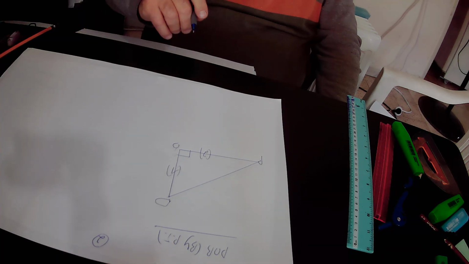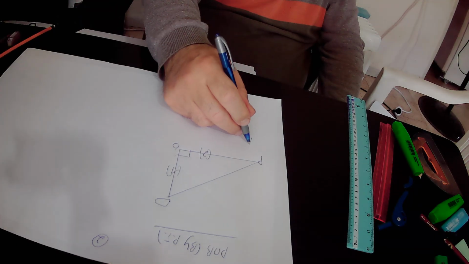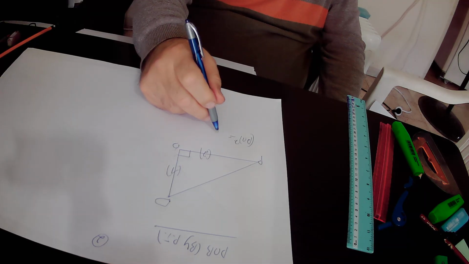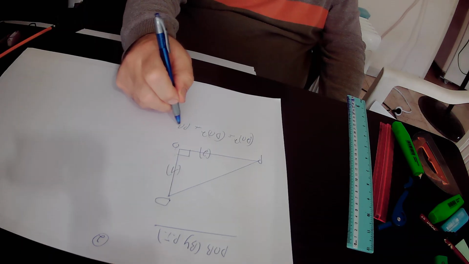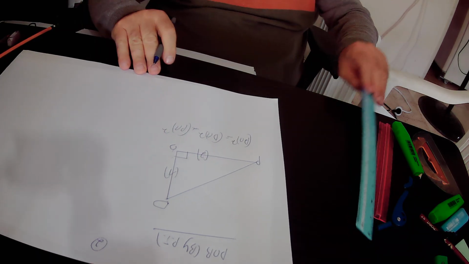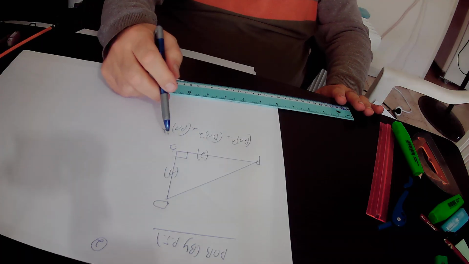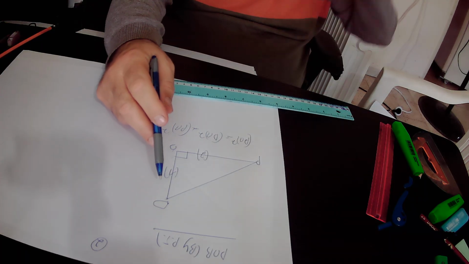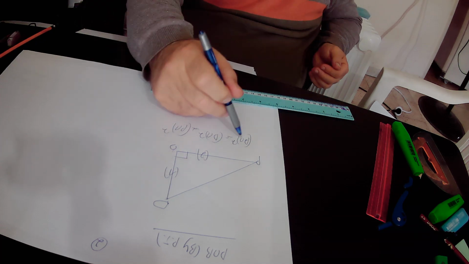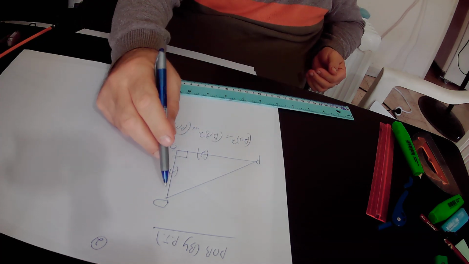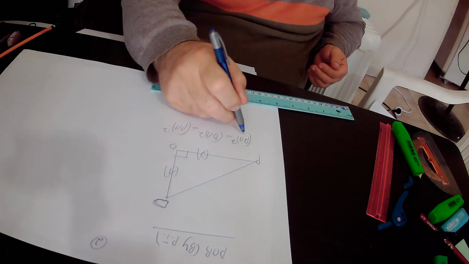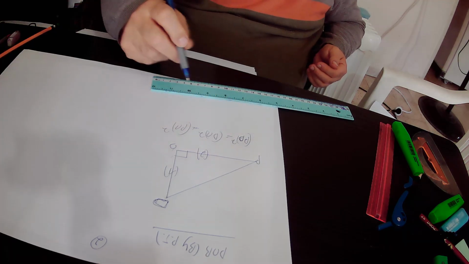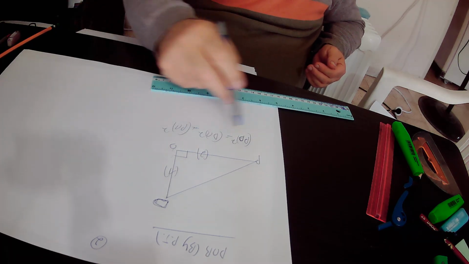According to the Pythagoras theorem, in this right triangle POD, the square of the hypotenuse must be equal to DO square plus PO square. Actually, the square of the hypotenuse is PD square, this letter is D, not O. PD square equals DO square plus PO square.